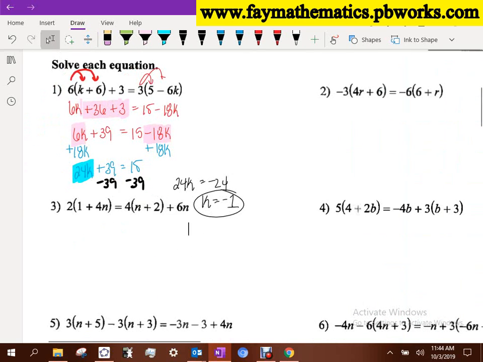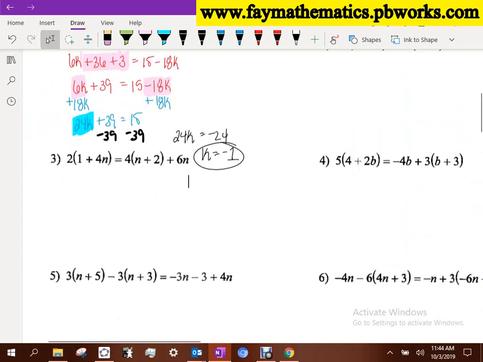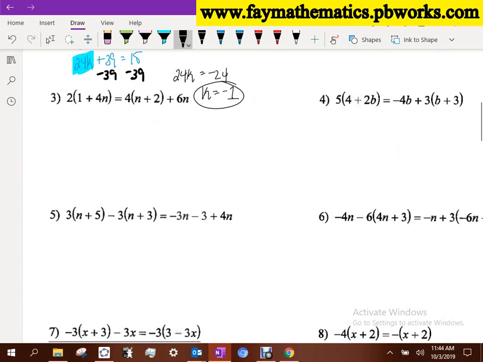Let's do number 2, pretty similar, except there's no plus 3 on the end here. So not too bad. Let's go ahead and do number 3 here. I'll distribute. So 2 times 1 is 2. 2 times 4n is 8n. This is going to be 4 times n is just 4n. 4 times 2 is 8. And then I've got my plus 6n.